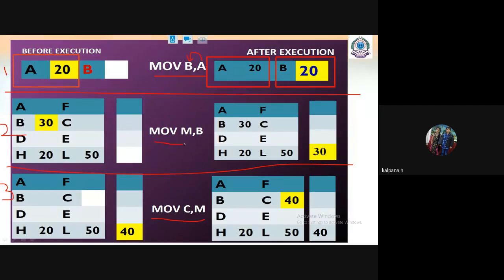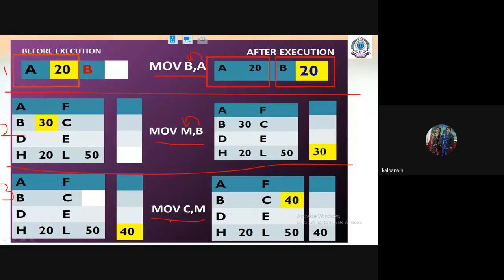In the second example, we are moving the data from a particular register B to the memory location. B has data 30. Now this 30 we are moving into the memory location, as shown after execution. The data will be present in both the register and the memory location.